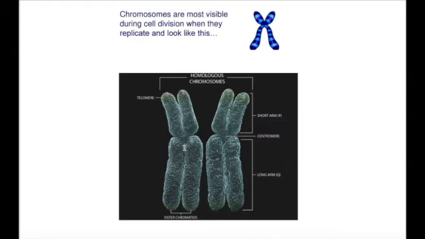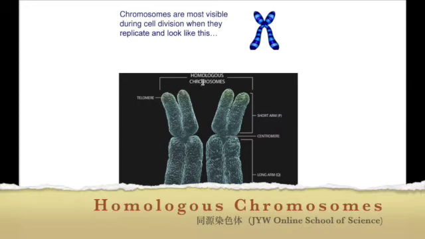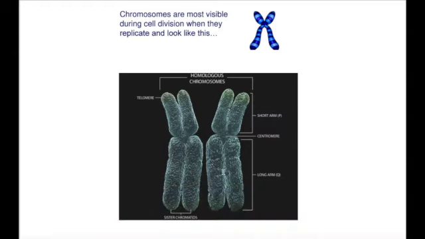Now, this is a pair of chromosomes. They look the same size and the same length, and one is from the mother, one from the father. So that paired up chromosomes is called homologous chromosomes. They're similar size and they carry similar genes.